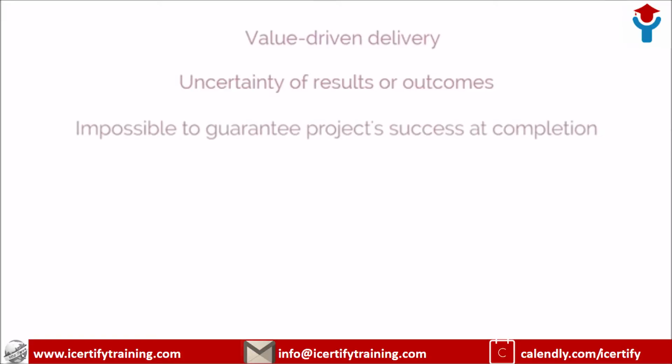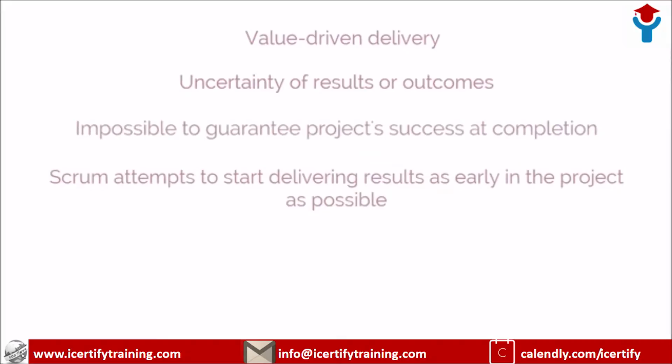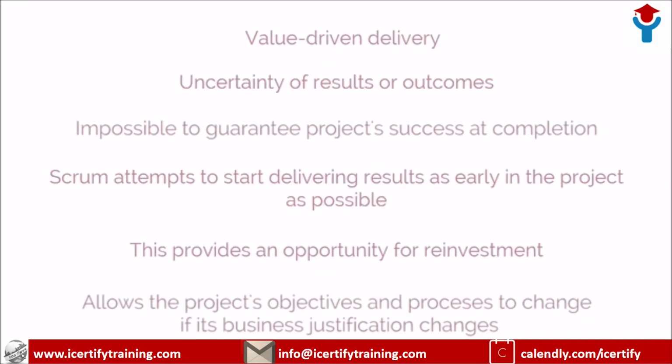Considering this uncertainty of achieving success, Scrum attempts to start delivering results as early in the project as possible. This early delivery of results, and thereby value, provides an opportunity for reinvestment and proves the worth of the project to interested stakeholders. Furthermore, Scrum's adaptability allows the project's objectives and processes to change if its business justification changes. It is important to note that although the product owner is primarily responsible for business justification, other team members also contribute significantly. So far, we have seen two important Scrum aspects.